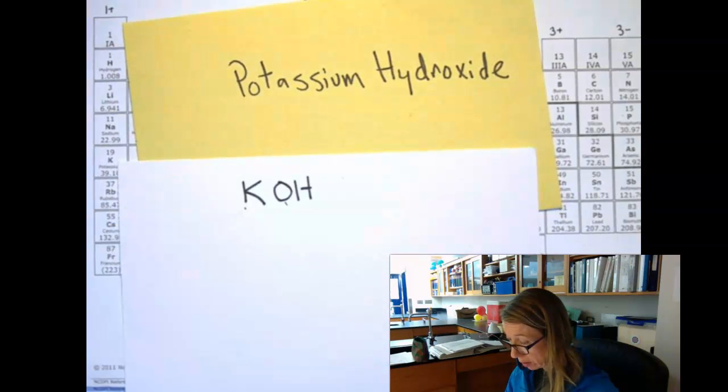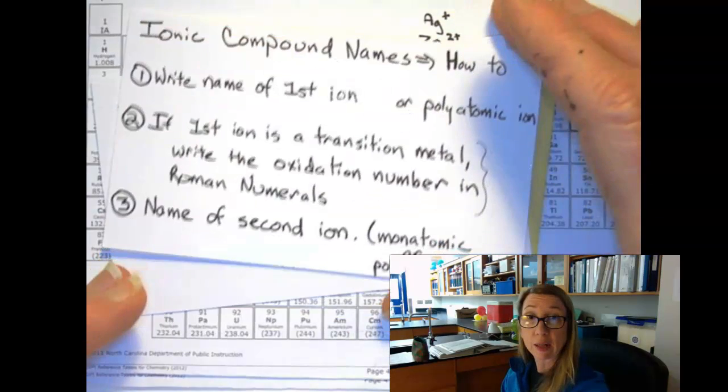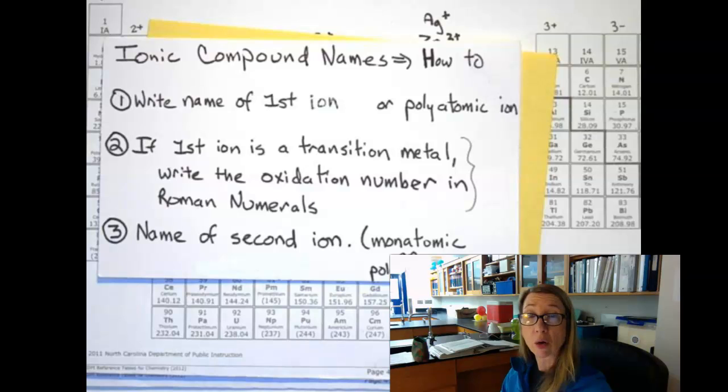So today we learned how to write the names from formulas. Write the name of the first element. If it's not a transition metal, you can just go on and write the name of the second ion. If it's a transition metal, there's another step, and we're going to show that in another video.